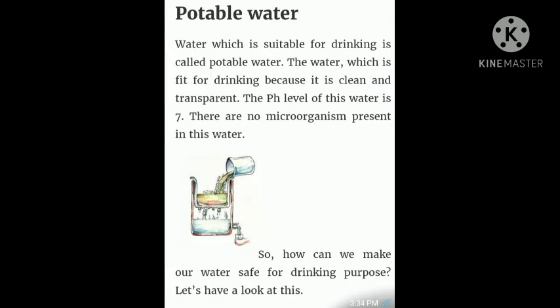Potable water. Water which is suitable for drinking is called potable water. The water which is fit for drinking is clean and transparent. The pH level of this water is 7. There are no microorganisms present in this water. So, how can we make our water safe for drinking purposes? Let us have a look at this.